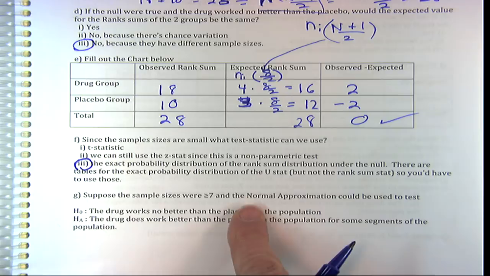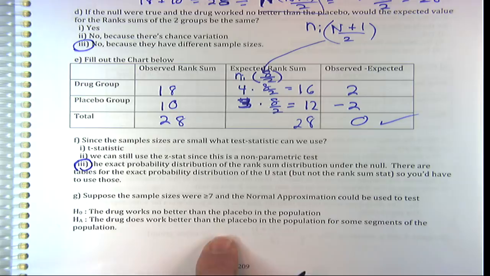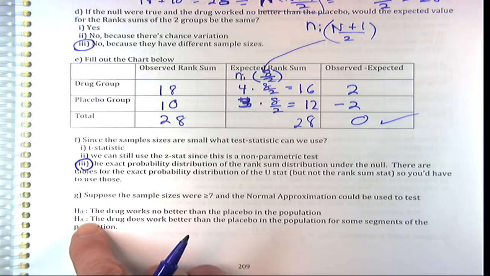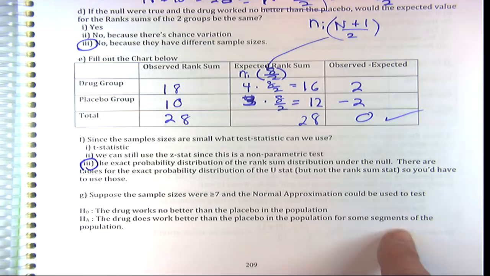But let's say, and I'll probably ask you something like this, because it's a lot of computations if I give you sample sizes that are much bigger, I want to give you small sample sizes so you don't make careless errors. So suppose the sample sizes were bigger and the normal approximation could be used to test this. Here's the null and here's the alternative, and it's a one-sided alternative that the drug does work better than the placebo, right?